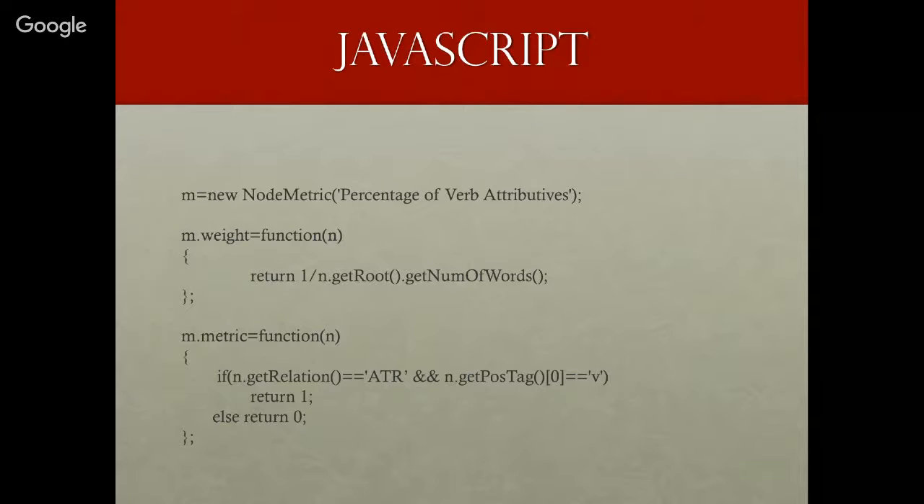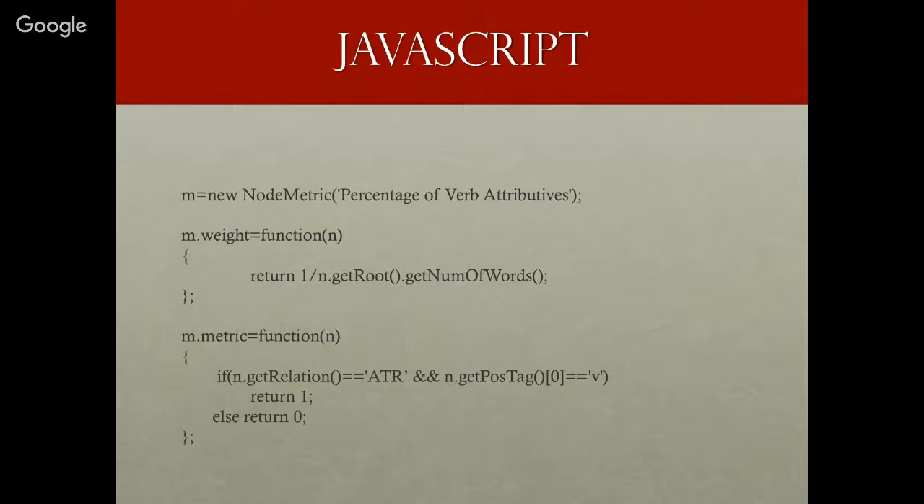How does that get implemented? I used JavaScript. And if you see, it's very simple, so that it will make sense to me and that I will be able to actually do it and implement it. Let's say that we want to calculate the percentage of verbal attributives, since they will give us a longer sentence. A verbal attributive could indicate a whole relative clause, versus an adjectival attributive that would just be one word.